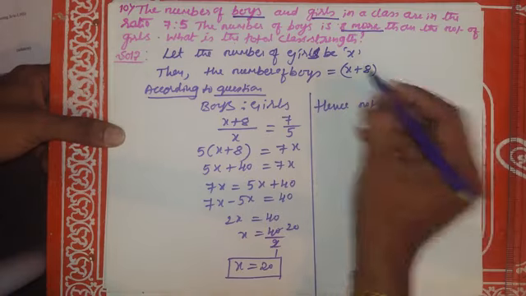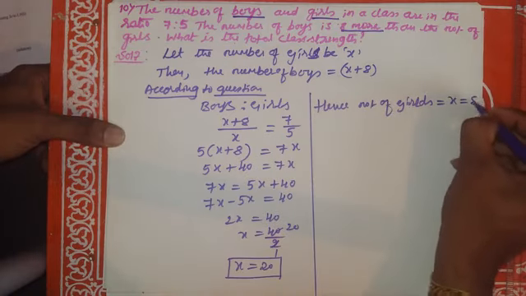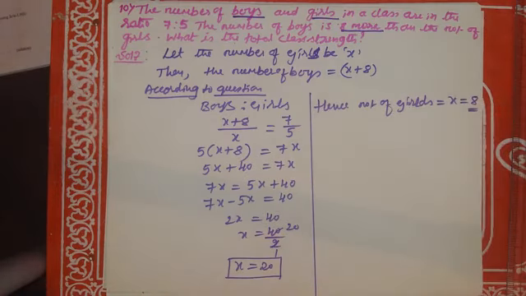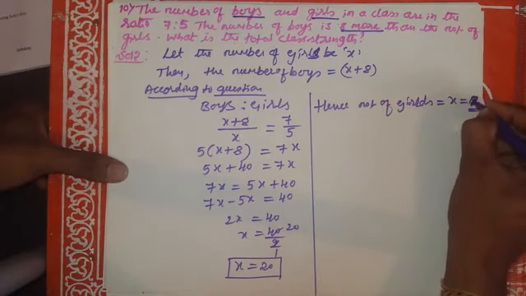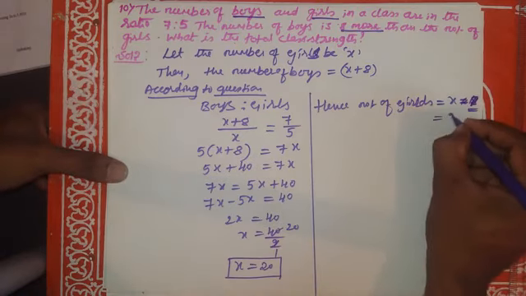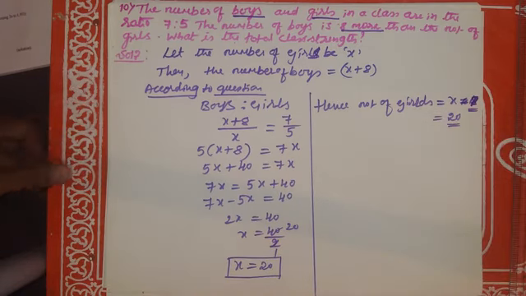Number of girls is x, that is 8. Now it is very easy to find the number of girls. x is 20. That is, the number of girls is equal to 20.